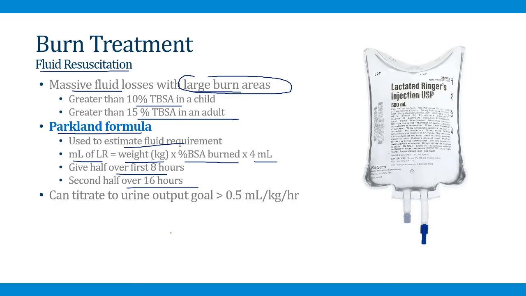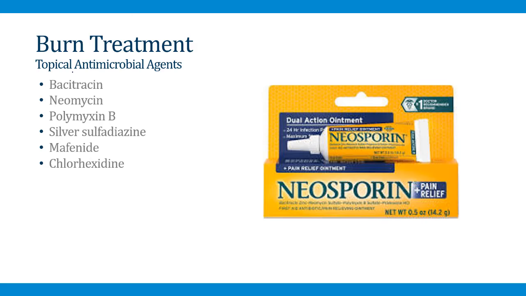You also can give fluid boluses and titrate them to achieve a urine output goal of more than 0.5 milliliters per kilogram per hour. This is a very good urine output and suggests that you have adequately resuscitated the patient with fluids. Burn patients need topical antimicrobial agents to prevent infection. I've listed some of the common ones used here. Basically, all of these are bactericidal agents that you can apply as a cream to the skin to try and prevent the development of infection.